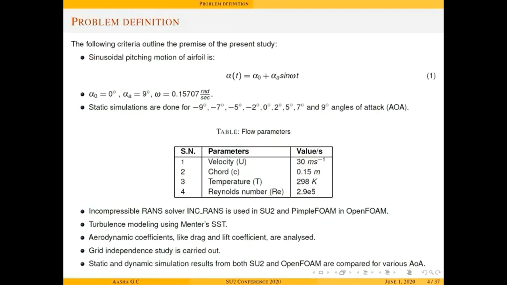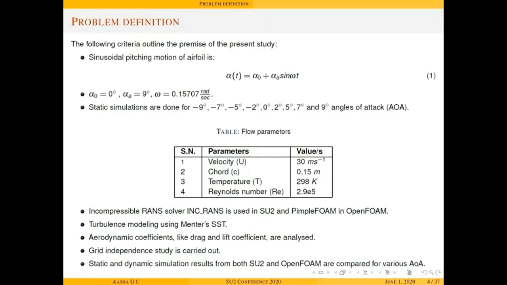Coming to the problem definition, the following criteria outline the premise of the present study. The knowledge about varying pressure distribution is essential in accurately predicting and designing the performance of aerial and underwater vehicles and their components, as they form a crucial part in the stability of the vehicle and are affected by the pitching motion. The pitching motion can be of the form alpha of t is equal to alpha naught plus alpha A sine omega t, where alpha is the angle of attack in degrees varying with time.